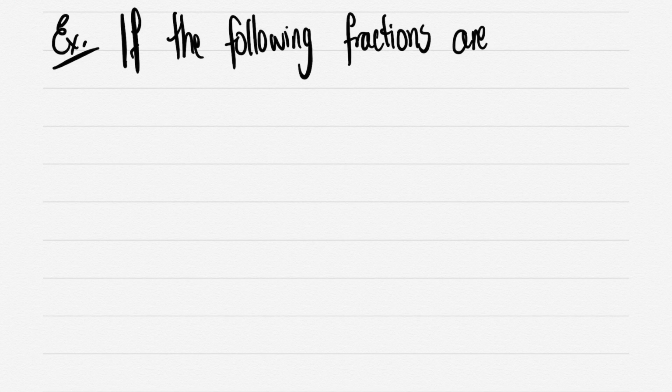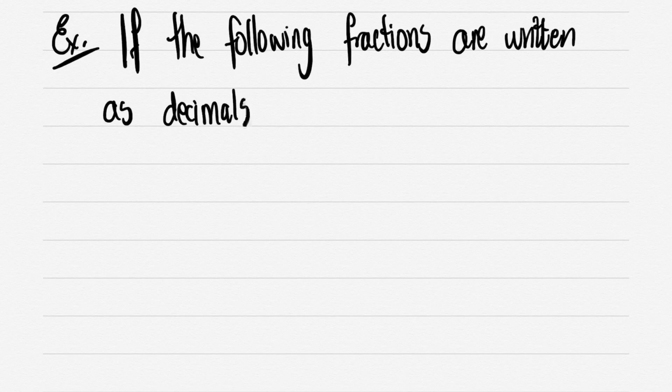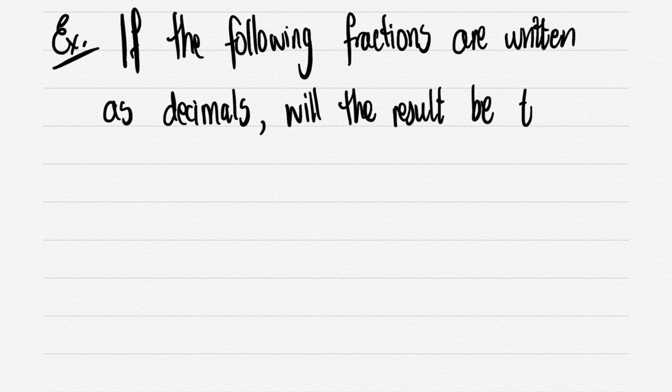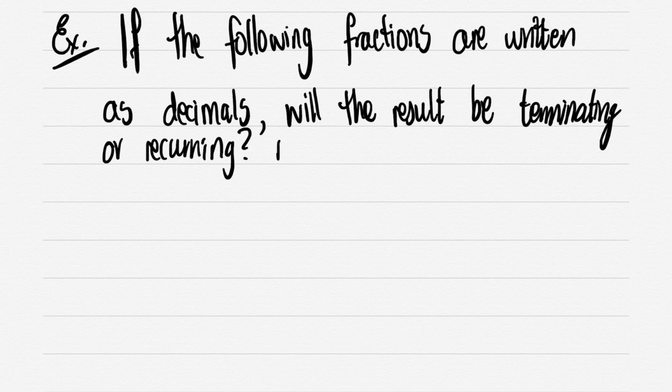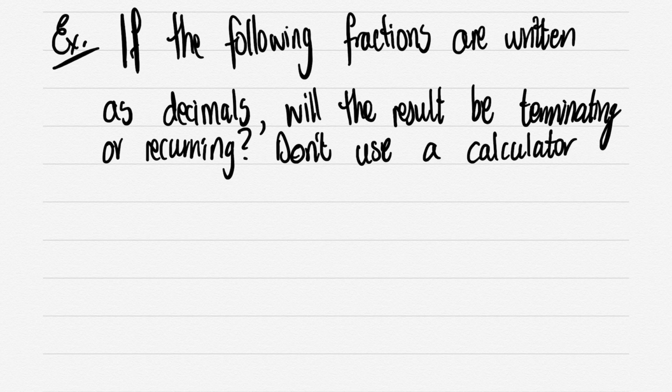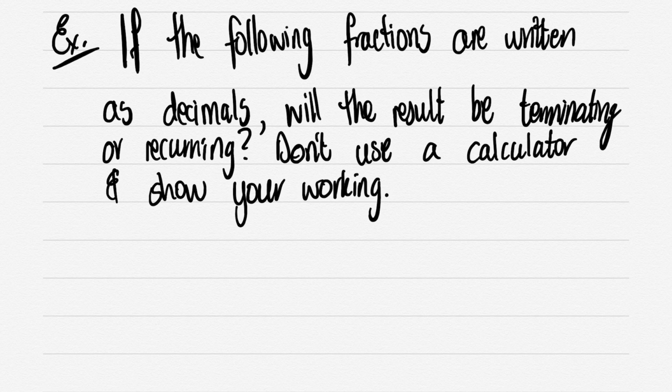So if the following fractions are written as decimals, will they be terminating or non-terminating, otherwise known as recurring? Just make sure not to use a calculator. This is purely about understanding the rules regarding prime numbers and the powers of 10.